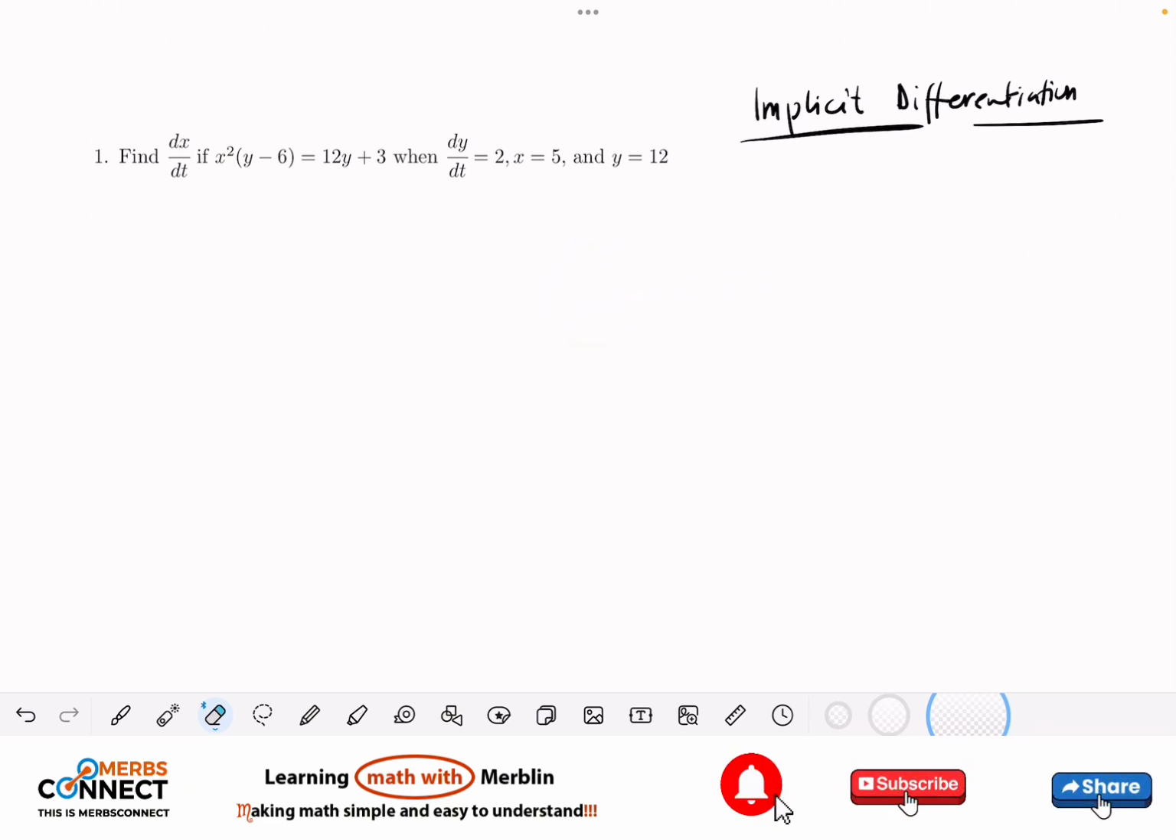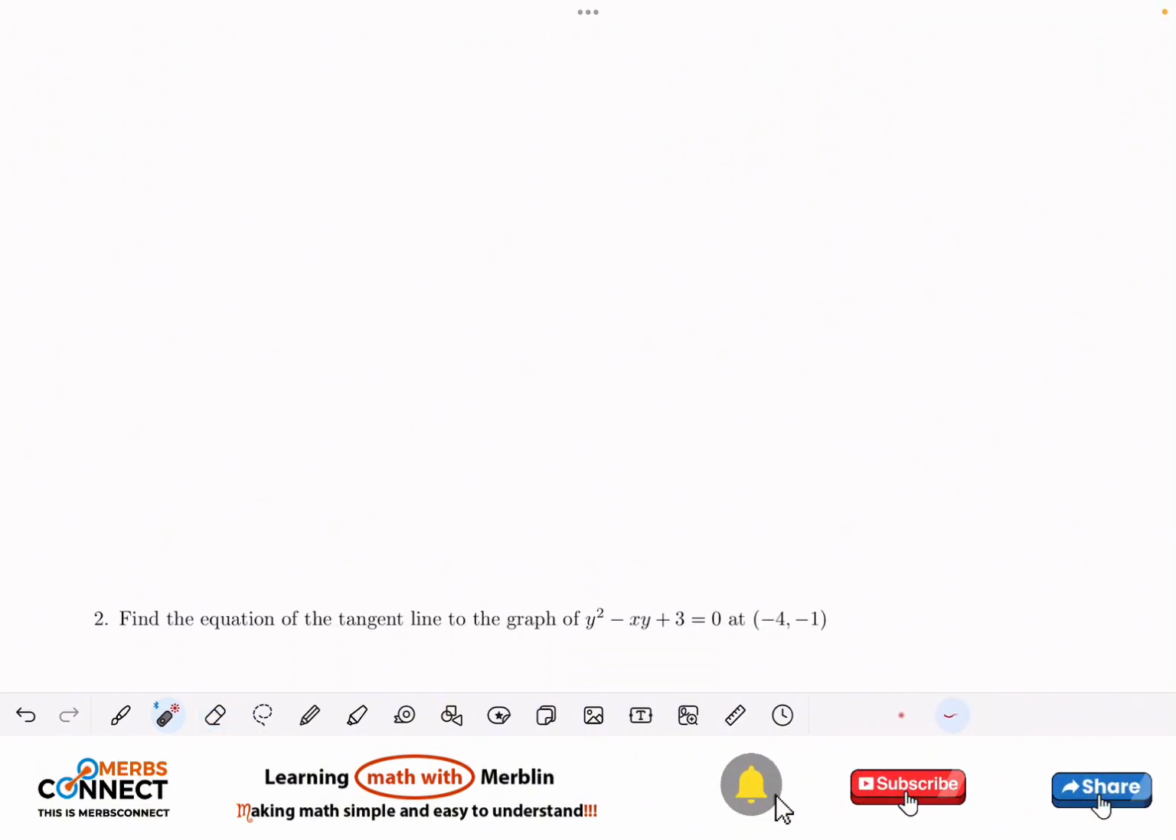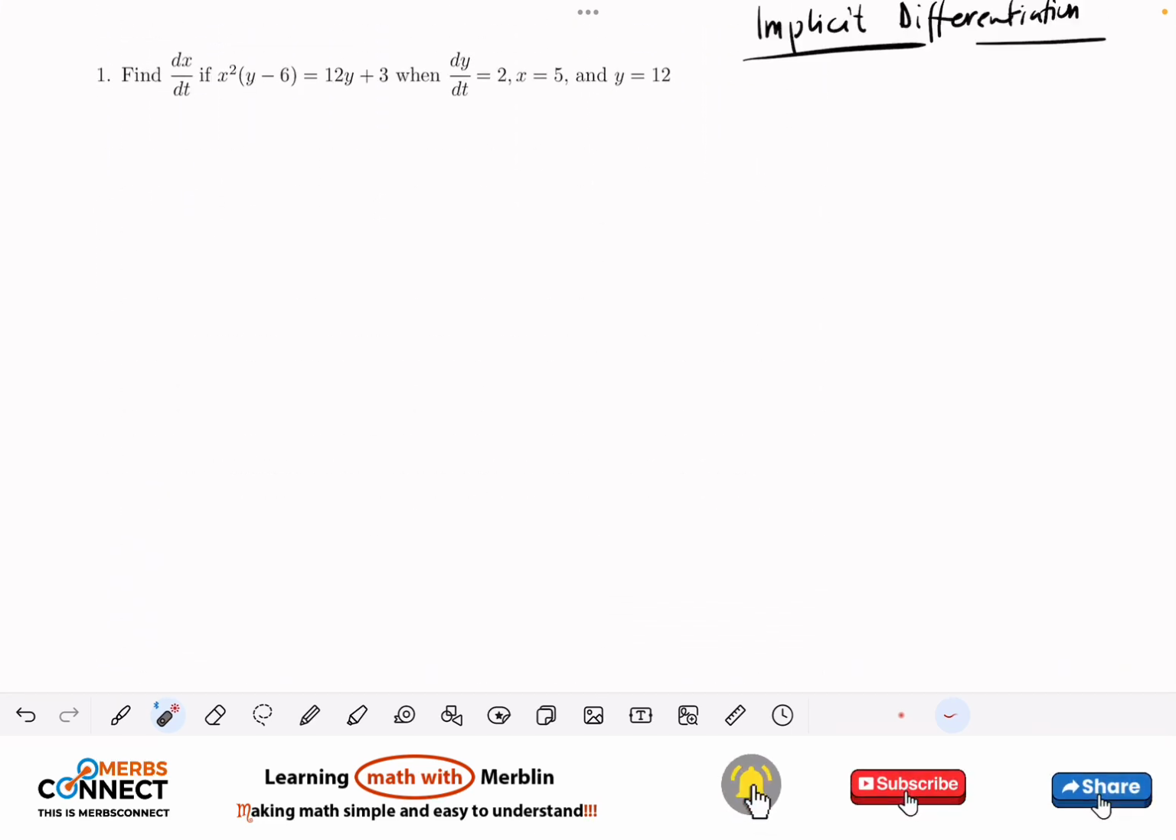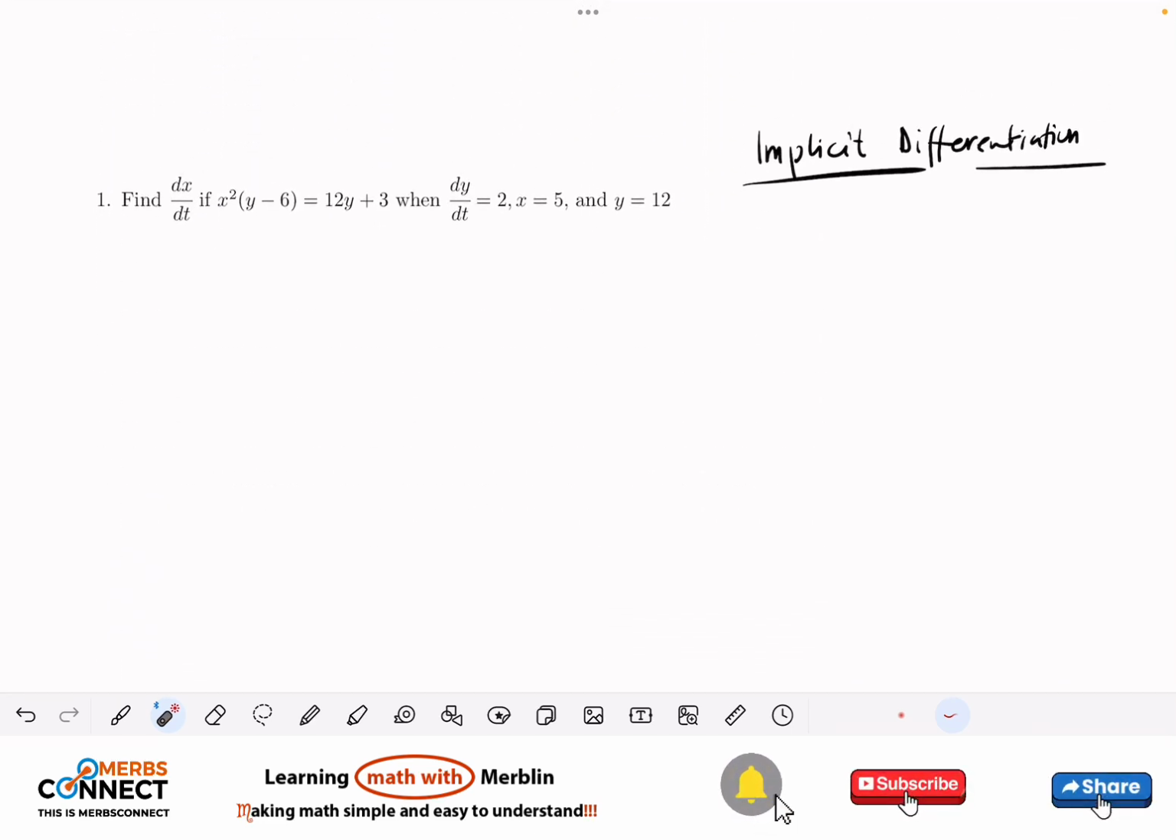If we cannot make y the subject from the equation, then implicit differentiation is the best way of going through it. It means that when I differentiate x, I need to also differentiate y at the same time. We have two ways of doing it, and I'm going to show you both so that we will know how to go through the function.